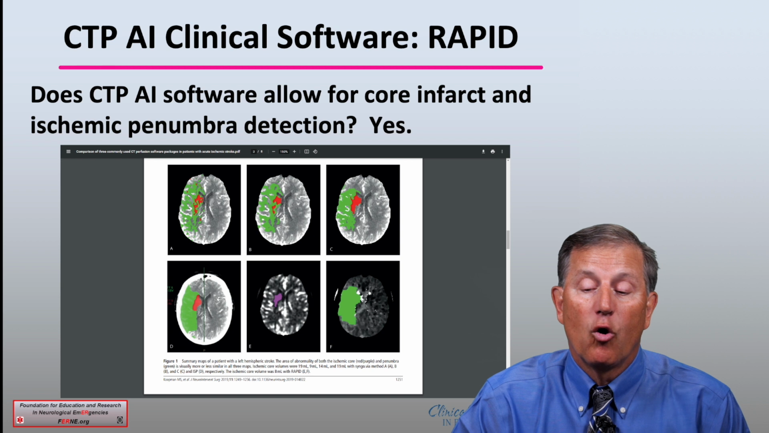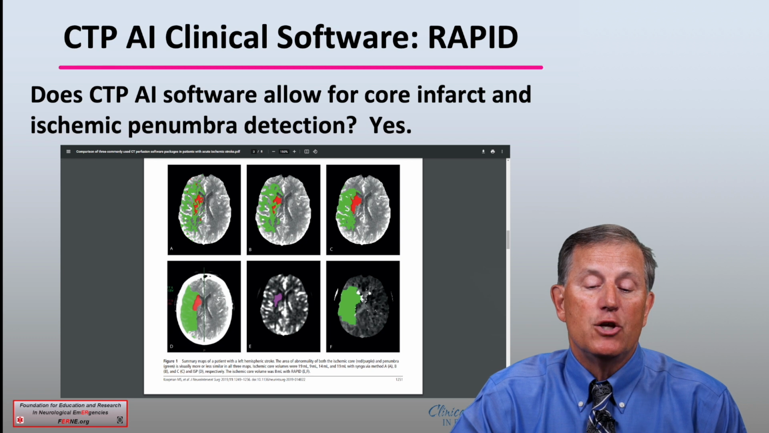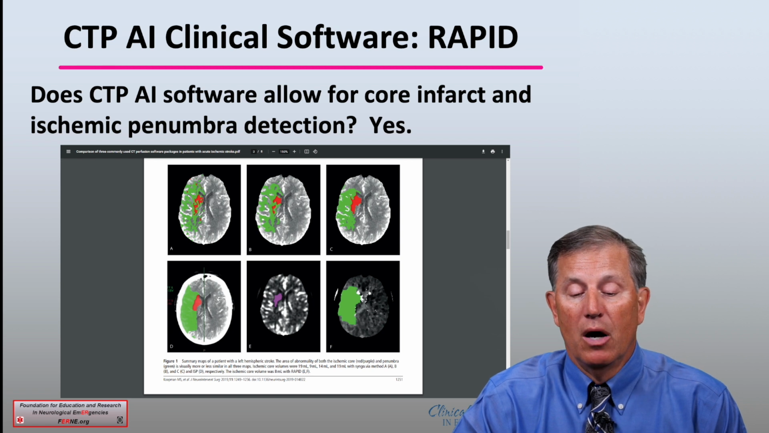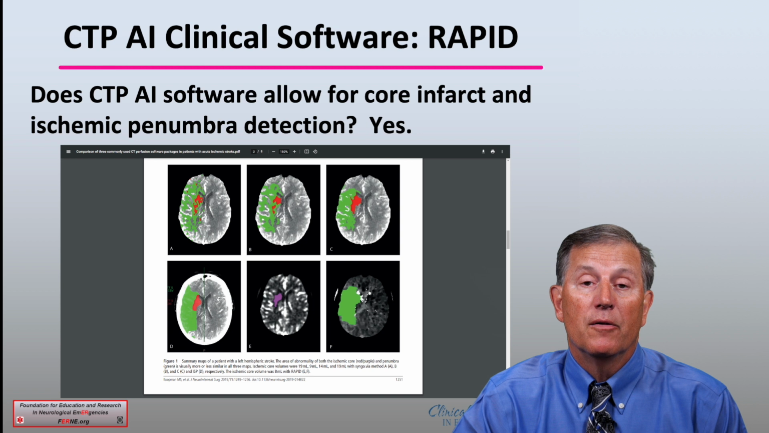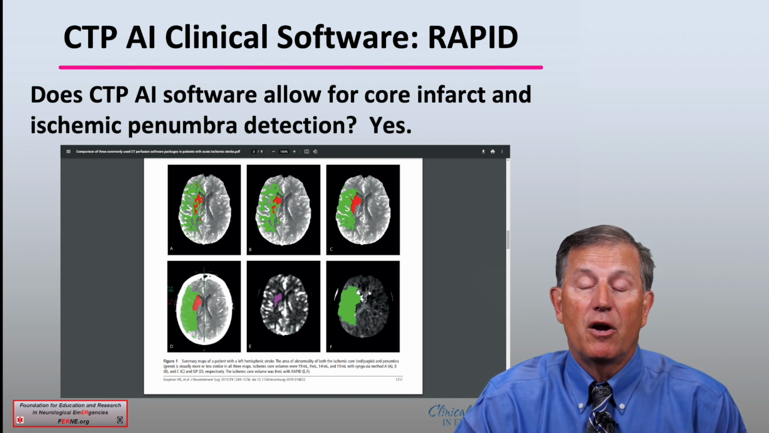So, does it allow for core infarct and ischemic penumbra detection? The answer is yes. In this study, you can see the areas of red that demonstrate a small core infarct, and the areas of green which are a large ischemic penumbra, which when compared to MR demonstrates something very similar. The point here is you can distinguish with this type of artificial intelligence what is the core infarct from the ischemic penumbra, knowing that those with a small core infarct and a large ischemic penumbra may benefit from more aggressive therapy, even beyond the 4.5-hour cutoff for IV thrombolytic therapy.